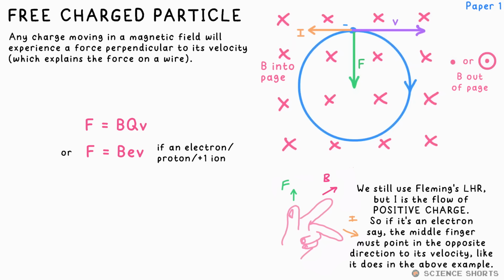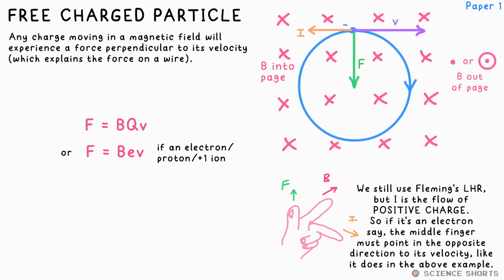We still use Fleming's left-hand rule, with the current finger now being used for velocity. However, as it's used for conventional current in circuits, which is technically the flow of positive charge, we must flip our hand if it's a negative charge like an electron. So our middle finger is pointing in the opposite direction to its velocity. If it's a proton or positive ion though, it's all good.